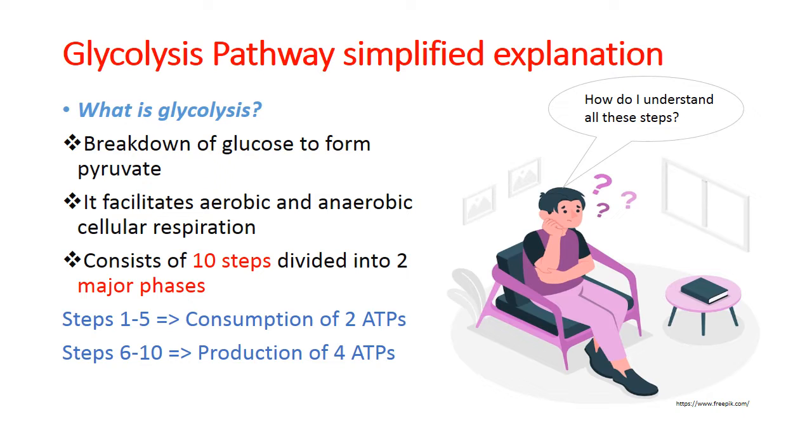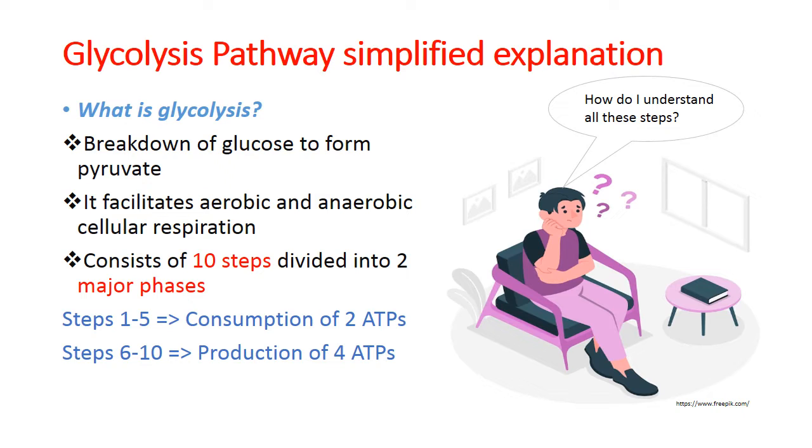So in this video, we'll have a simplified explanation of what glycolysis is, and with that you'll be able to understand each and every step, which will make it easier to remember and even memorize the enzymes involved. First things first, what is glycolysis? This is the breakdown of glucose to form pyruvate, and in most cases it's for production of energy, and it facilitates both aerobic and anaerobic cellular respiration.